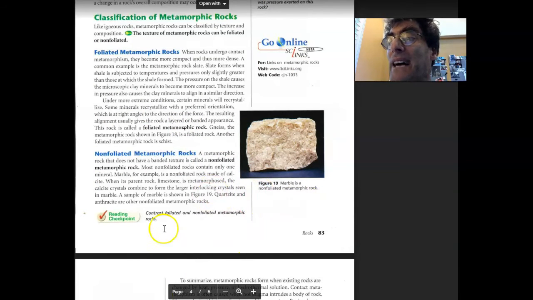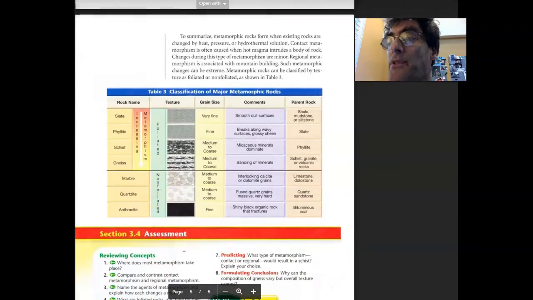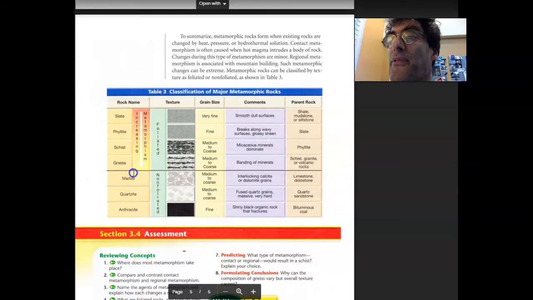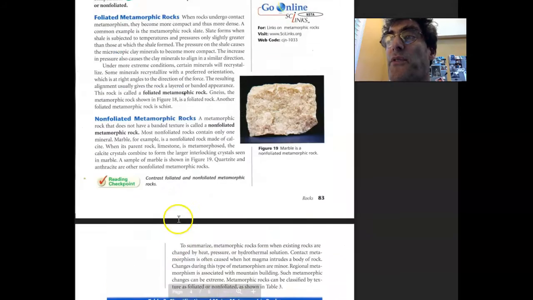But if we go back down to the table, tables are always a very condensed place to find information. This is a great place to find information. Here we got 4 different kinds of one kind of rock, right? And then we have 3 different kinds of this kind of rock. So there's a ton of information in here. So let's review really quickly.